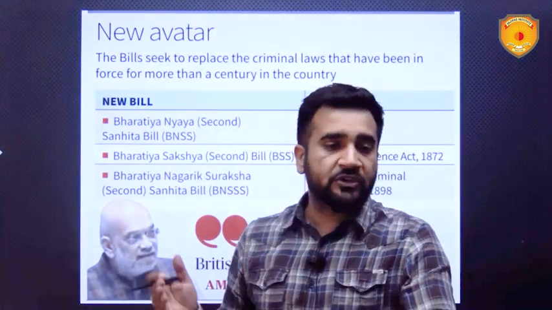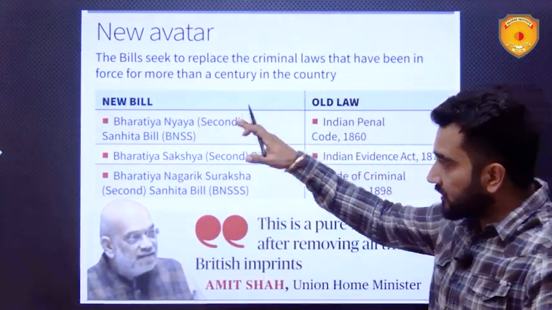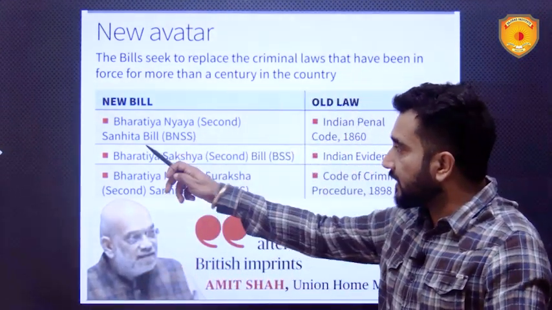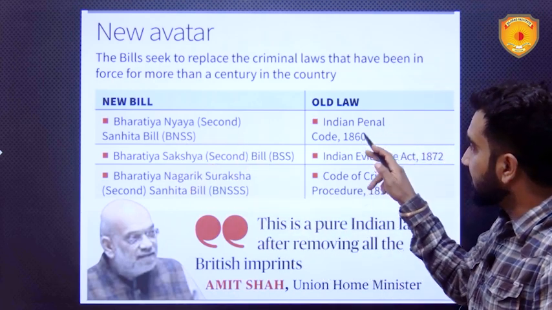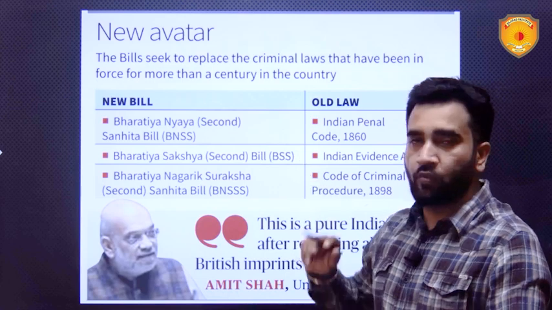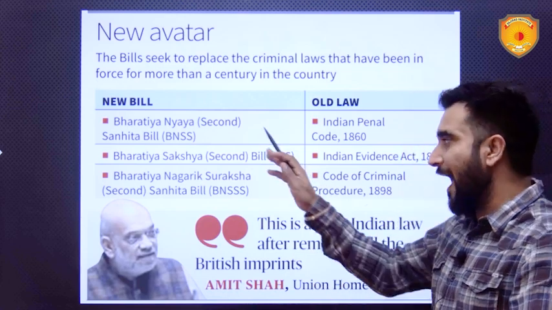But yes, before proceeding forward, we should see the three bills. The Bhartiya Nyay Sanhita bill. This is the Indian Penal Code 1860. It is the old law. This is the new bill which is going to replace it, the new act now.